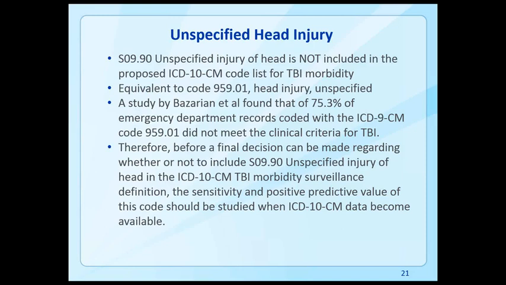There was a study that found about 75% of ED records with code 959.01 did not meet the clinical criteria for TBI. And if you look at the history, when ICD-9-CM was first created, code 959.01 was not part of that initial release. But at some point, it was created in response to the misuse of an intracranial injury code, 854.00. And so obviously the use of that code went up while the use of 854.00 went down.